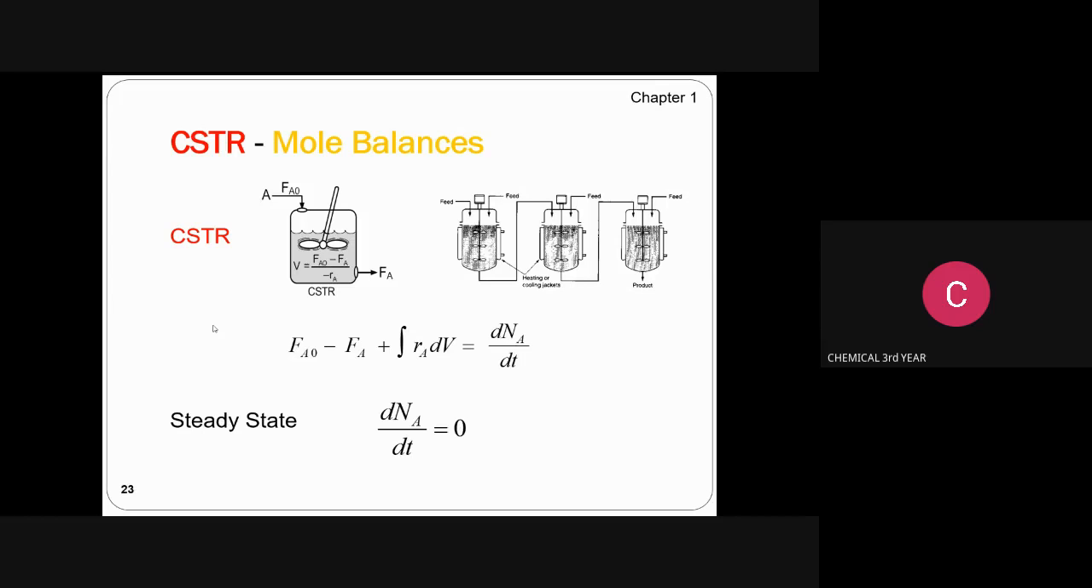The fourth equation becomes 0 equal to Q CA naught minus Q CA minus rA V. Or else we can simplify by using the rA equation: rA equal to Q divided by V times CA naught minus CA. So rA equal to 1 divided by tau times CA naught minus CA, where tau is the residence time, CA naught is the inlet concentration of species A, and CA is the reactor output concentration of species A.